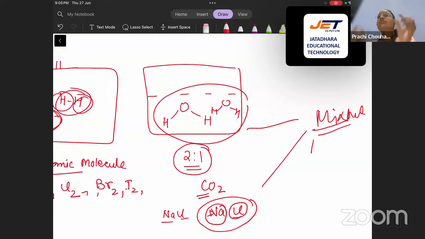Whereas in compounds, the elements have to be different, but they combine in a definite ratio, and within that substance we will have the same kind of molecules. So that's how we define compounds.